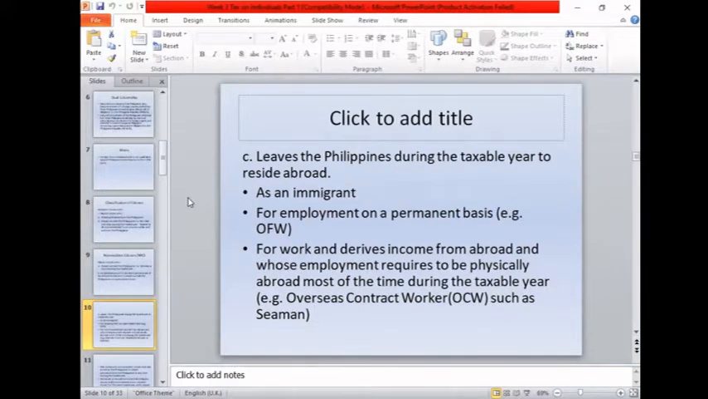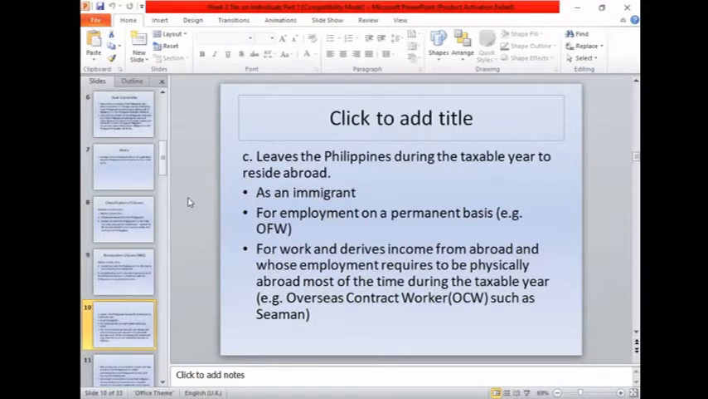And for the seafarers, okay, of course, they're traveling to a lot of places, and they stay on the ship for 7 to 8 months. Then they stay outside the Philippines for more than 6 months. Then they are to be called non-resident citizens. Okay, so that is a non-resident citizen.